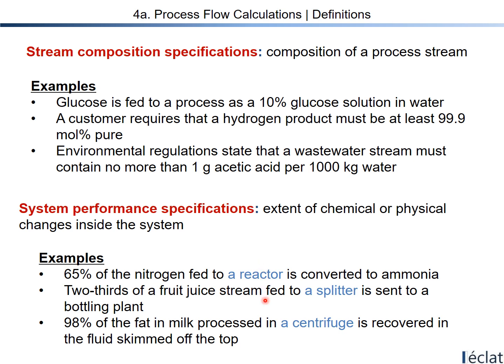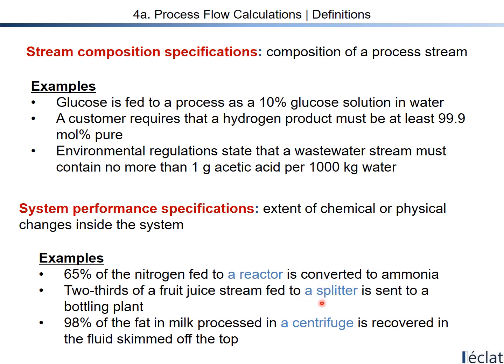Let's go to the second example. There is a splitter, and some fruit juice stream is fed to this splitter, and then the splitter has two different output streams. The first stream has 2/3 of the fruit juice, and the second stream has 1/3 of the fruit juice. So I can say your splitter has some performance to split into two streams, and one of the streams has 2/3 of the fruit juice. So 2/3 or 67% is the performance specification of this splitter.